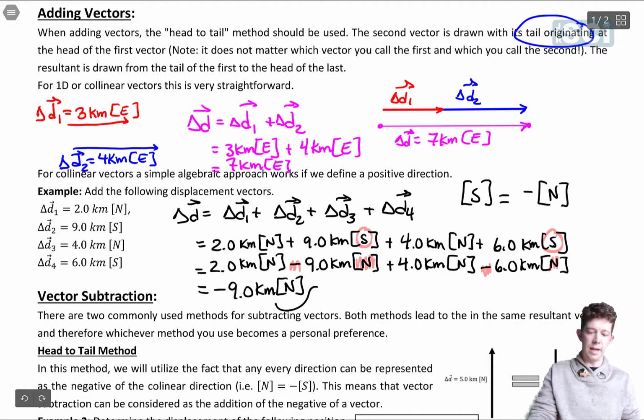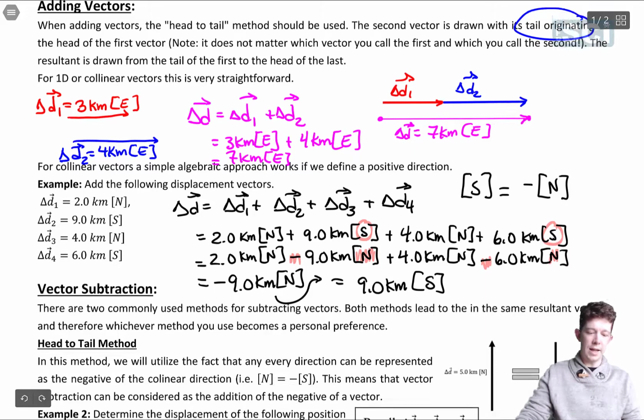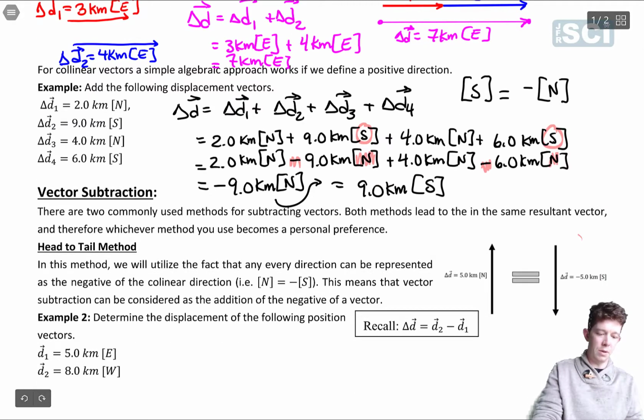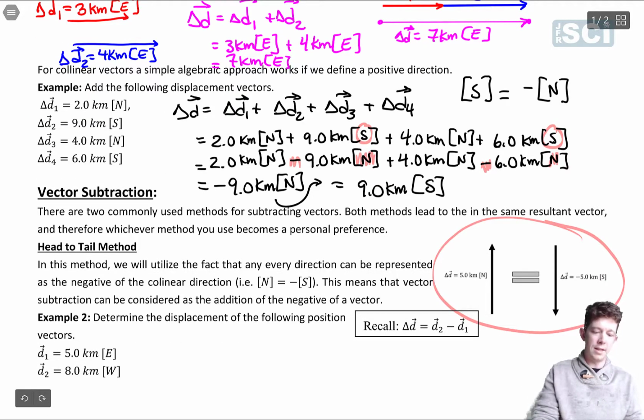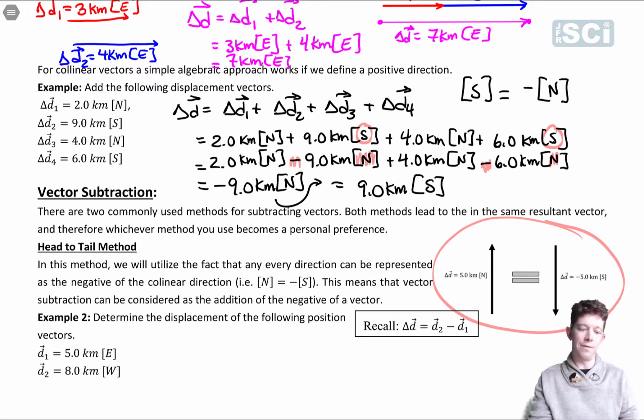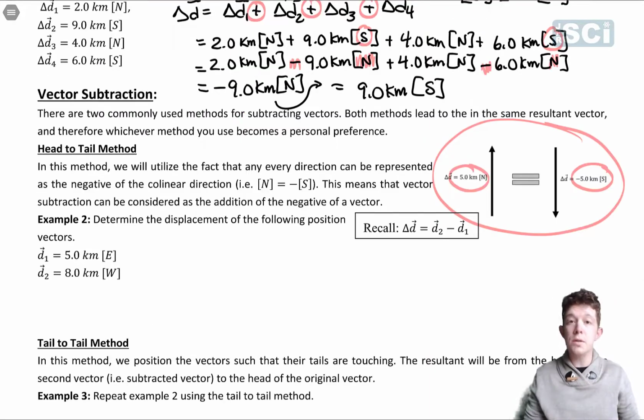But how do I deal with that? Well, remember, negative north is south. So that becomes 9 kilometers south. Okay, and that's what we've just talked about with this picture right here. That 5 kilometers north is equivalent to negative 5 kilometers south. So we're going to use the same idea when it comes to vector subtraction.